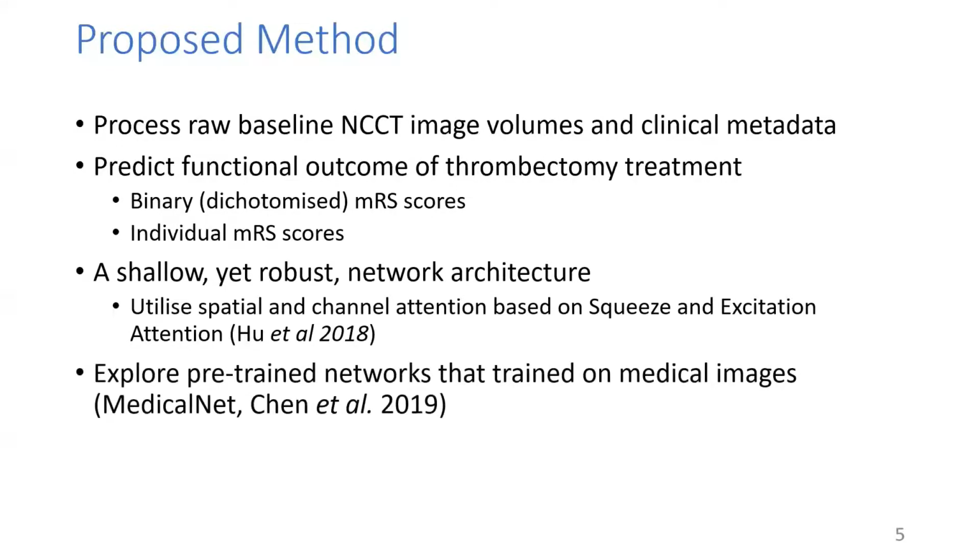We also explored a pre-trained network called MedicalNet, trained on different medical images such as brain, heart, and lung scans. And finally, we applied focal loss for class imbalance in the dataset, as the distribution of the MRS scores are highly imbalanced. For instance, the number of patients with the MRS score 0 outcome is 7, while the ones with MRS score 4 is 133 patients.